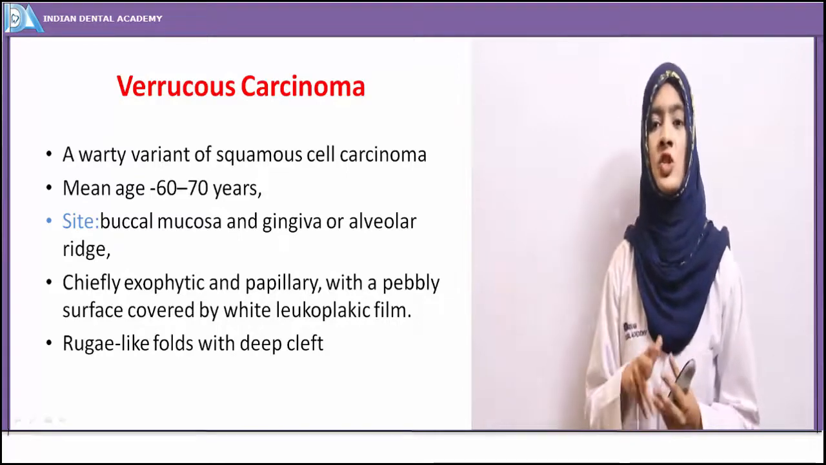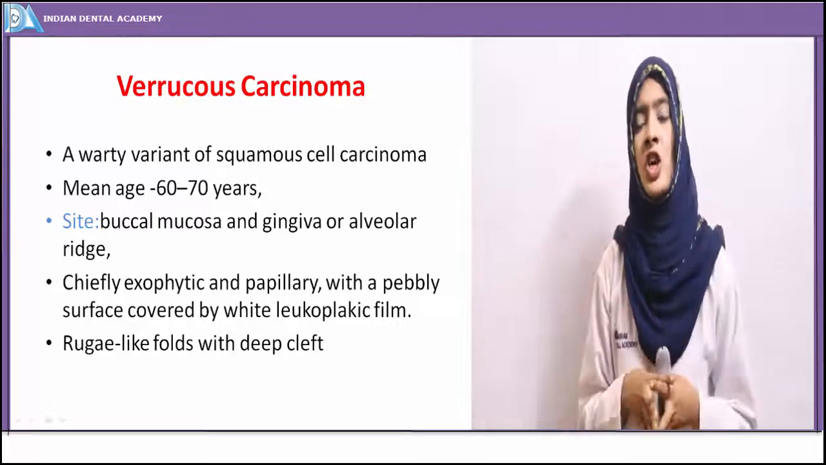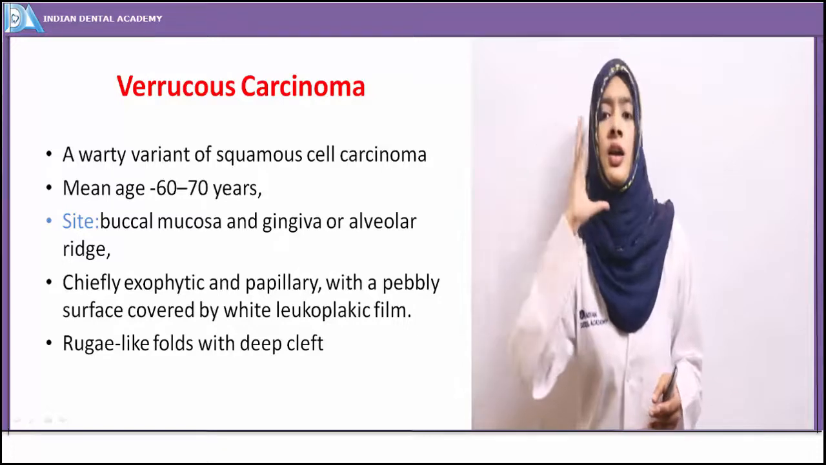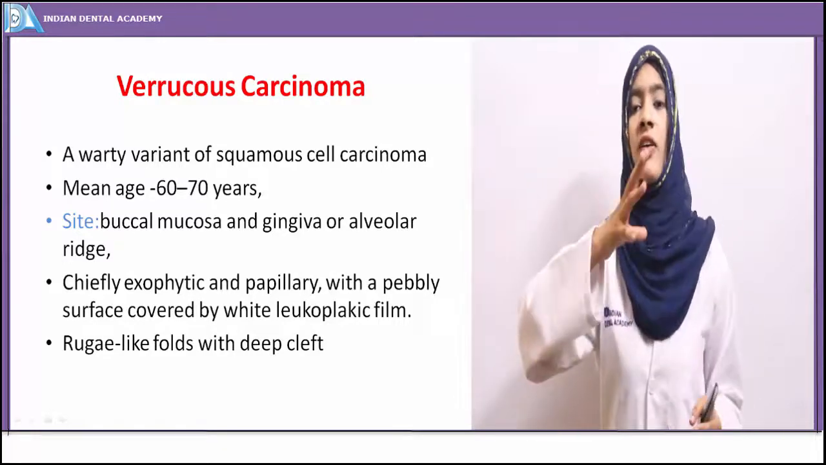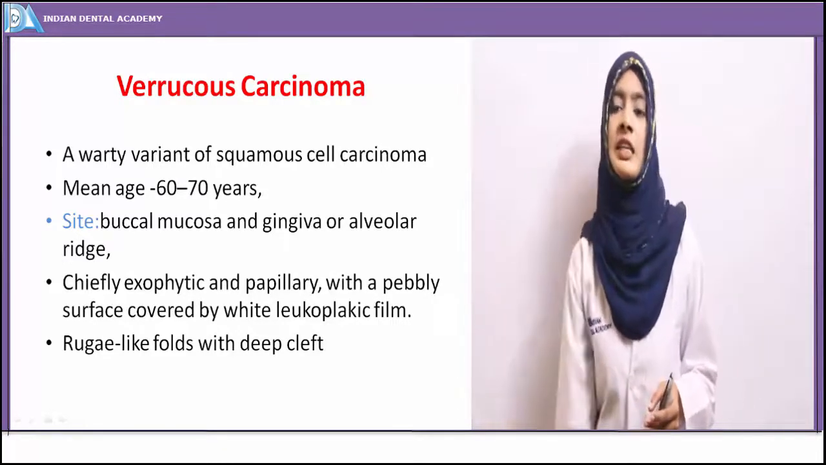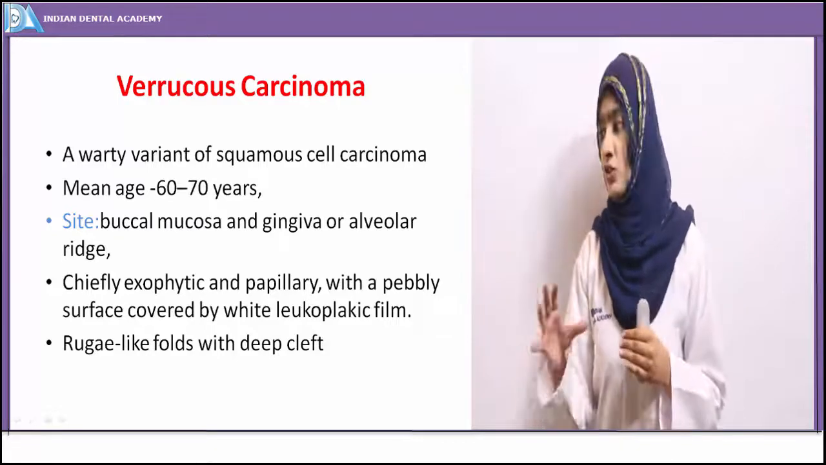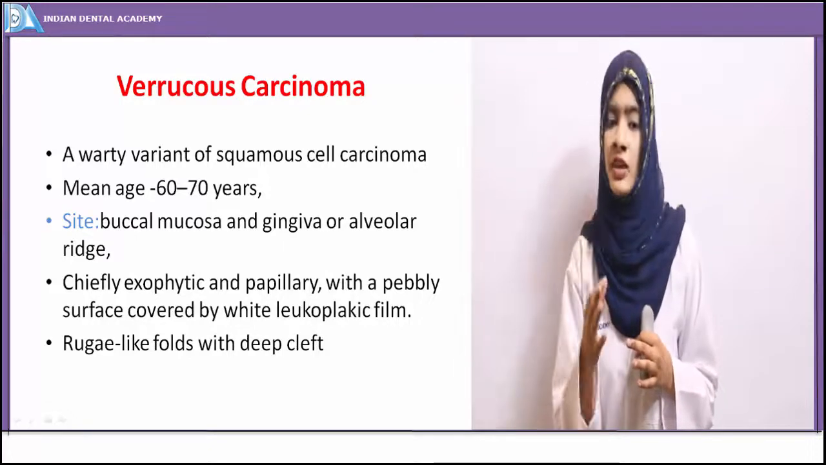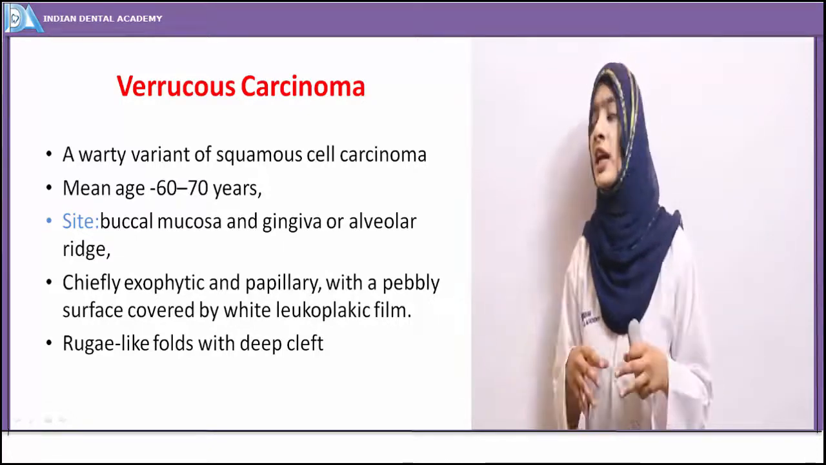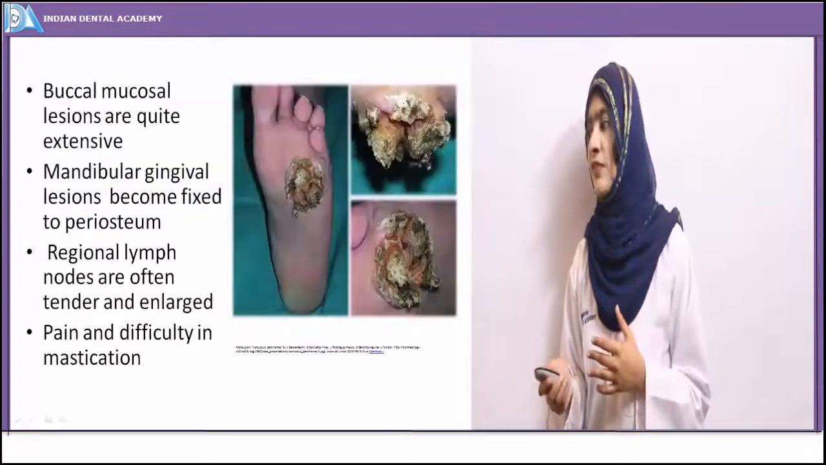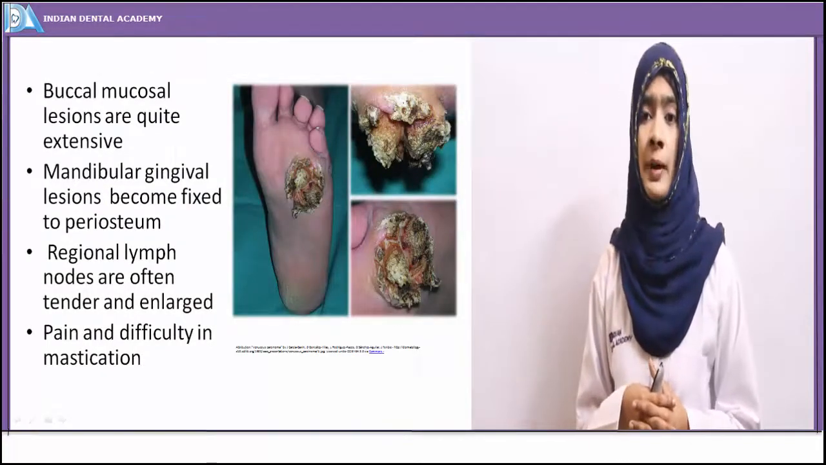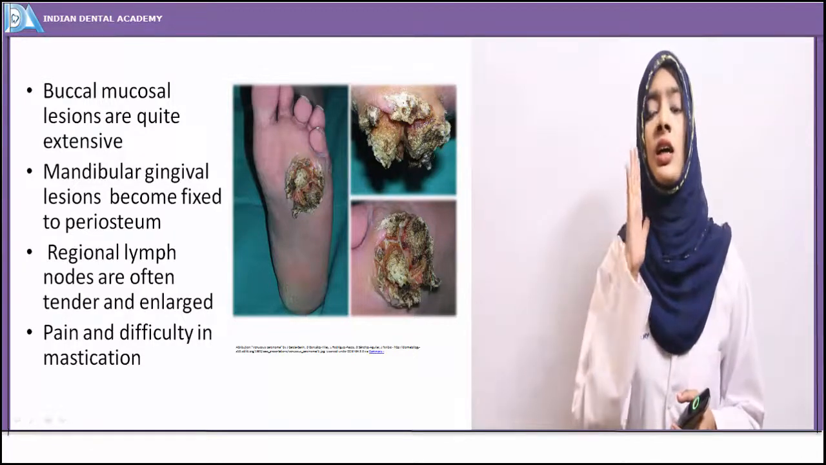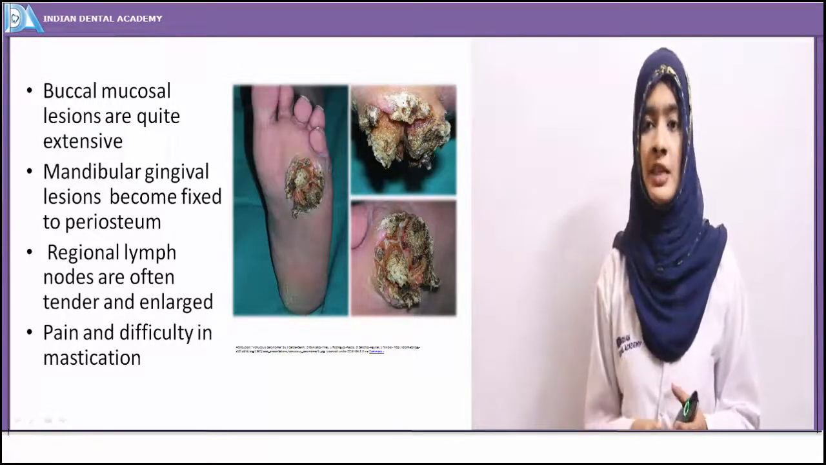Clinically, it presents as an exophytic or papillary growth because of hyperplasia of epithelium. Papillary growth is seen, and the surface of the lesion or ulcer is covered by a white leukoplakic-like film. That is, a plaque-like thing is present on the surface, which is showing ulceration. And because of hyperplasia, whatever squamous epithelium is involved shows rugae-like folds with presence of deep clefts. And when it involves the buccal mucosa and characteristic hyperplastic epithelium with rugae-like folds is present, it tends to be a very extensive and rapidly spreading lesion.